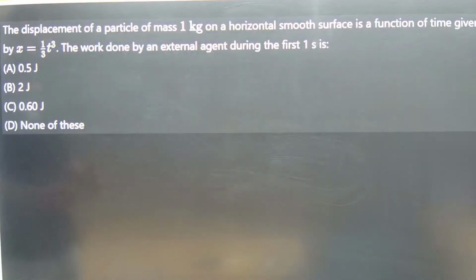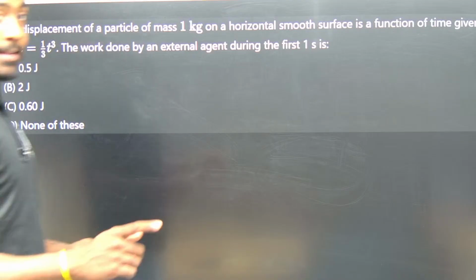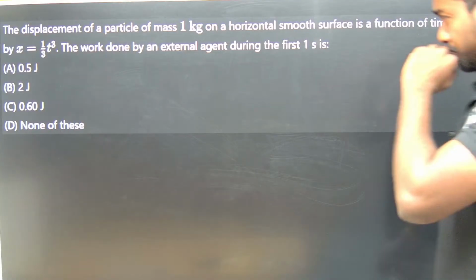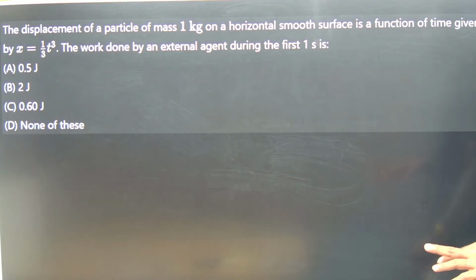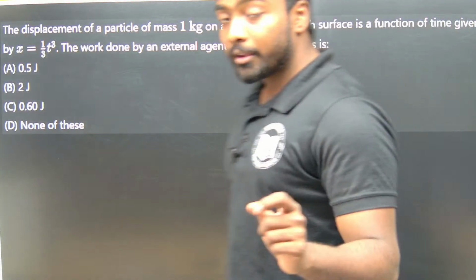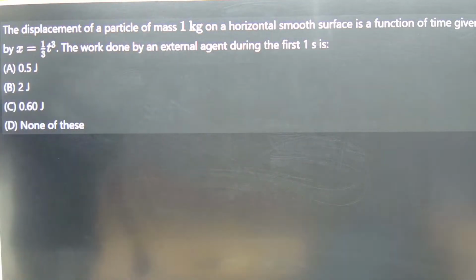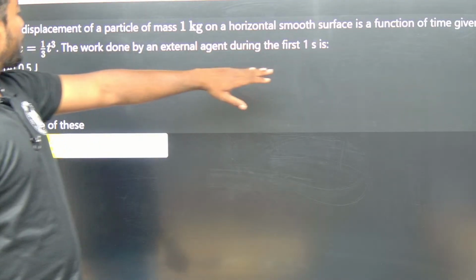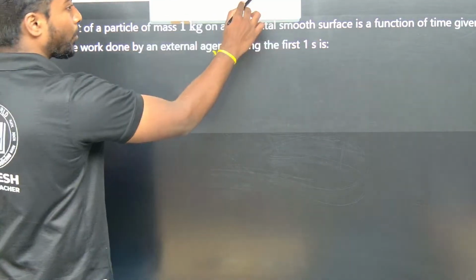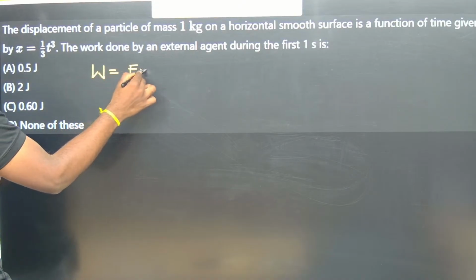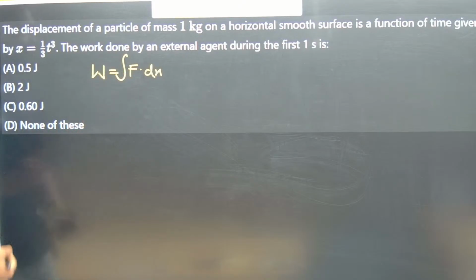The displacement of a particle of mass 1 kg on a horizontal smooth surface is a function of time given by x equals 1 by 3 t cube. The work done by an external agent during the first second is. So they are asking the work done. What will be the formula first? Work done by the external agent for the 1 second. So W will be equal to integral F into dx.